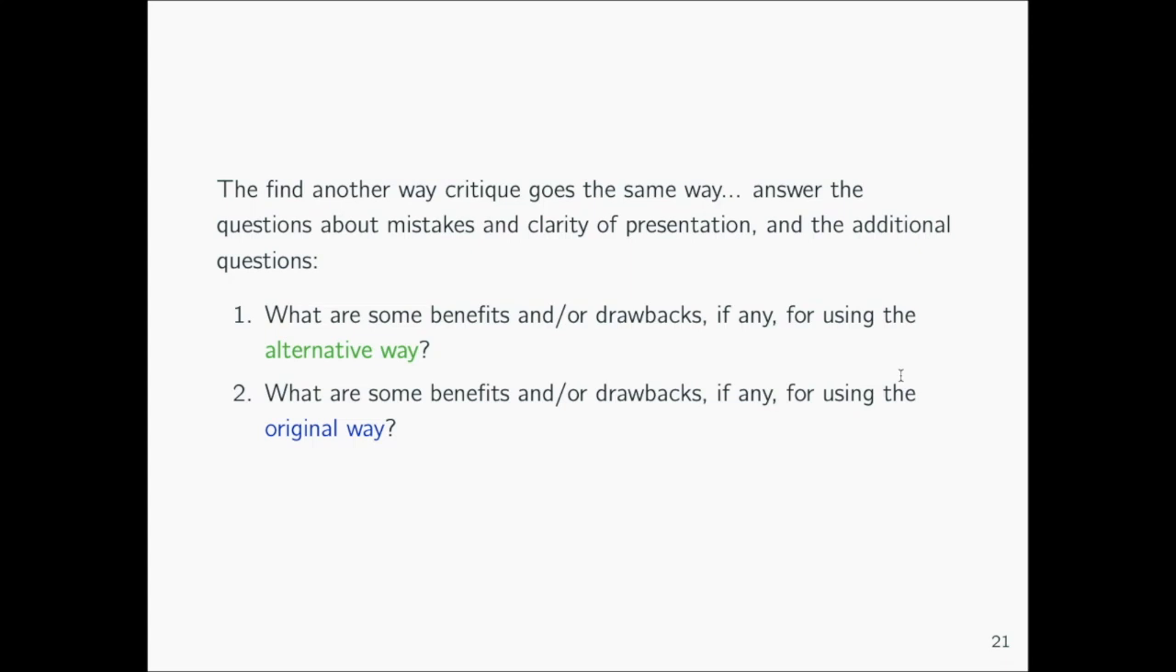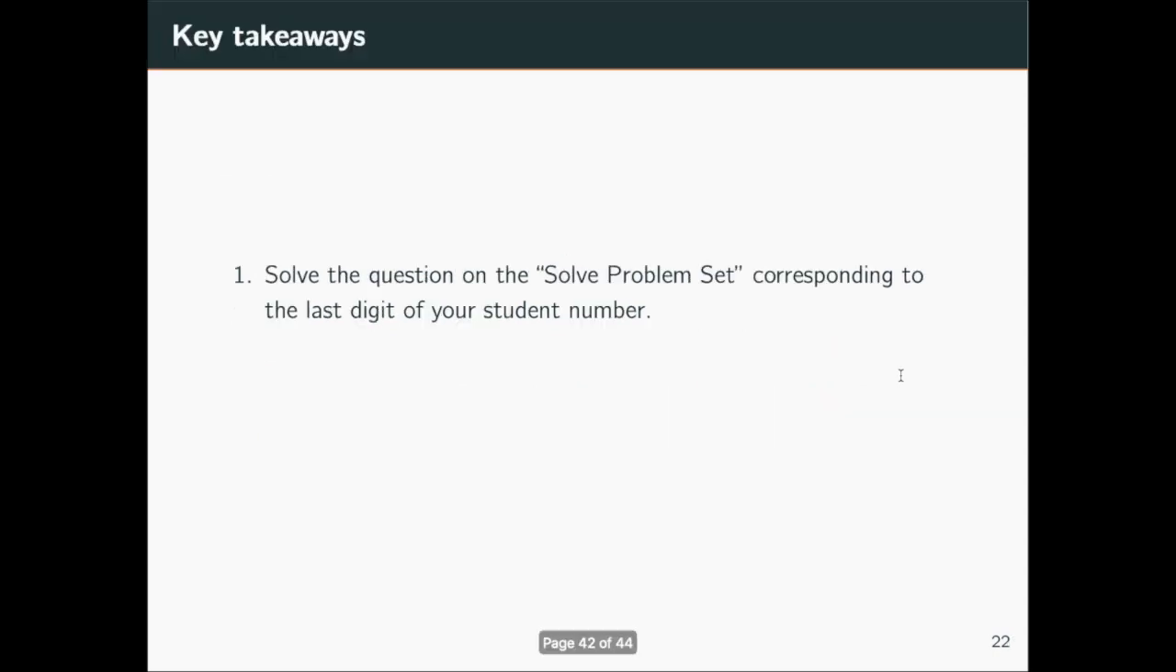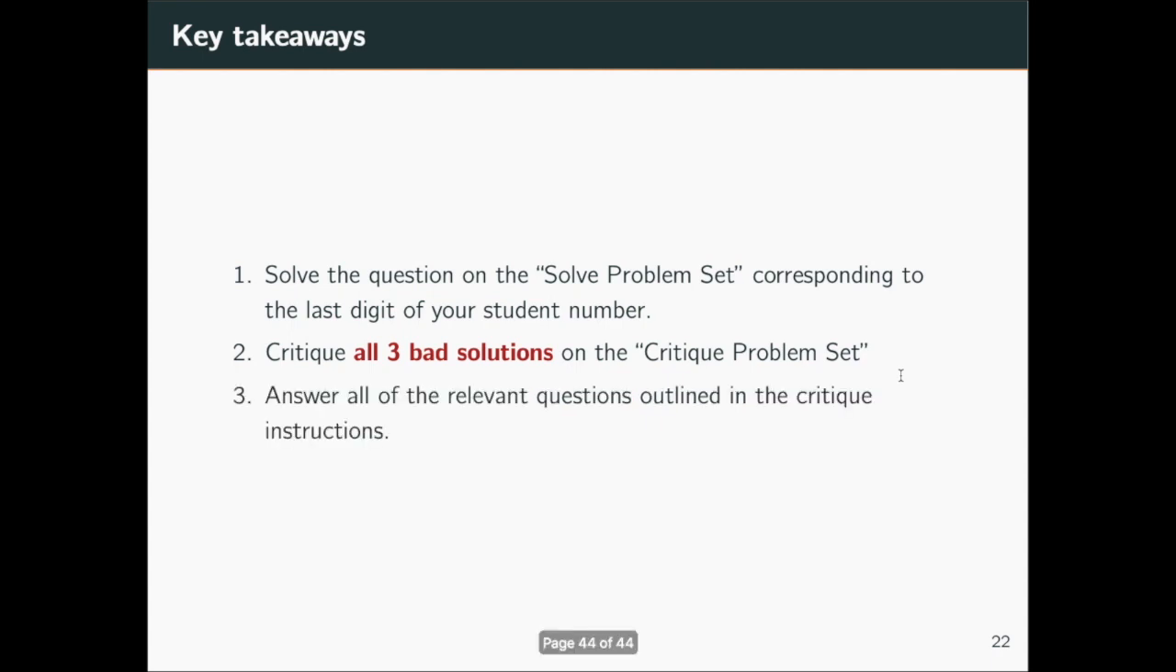Once you have finished both your solved problem and the critiques of the 3 given bad solutions, your assignment is complete. The 3 key takeaways are the following. Solve the question on the solved problem set that corresponds to the last digit of your student number, and clearly indicate which problem you are solving on your submission. Next, critique all 3 bad solutions on the critique problem set. And for the critique, make sure you answer all of the relevant questions outlined in the critique instructions on the project description page.